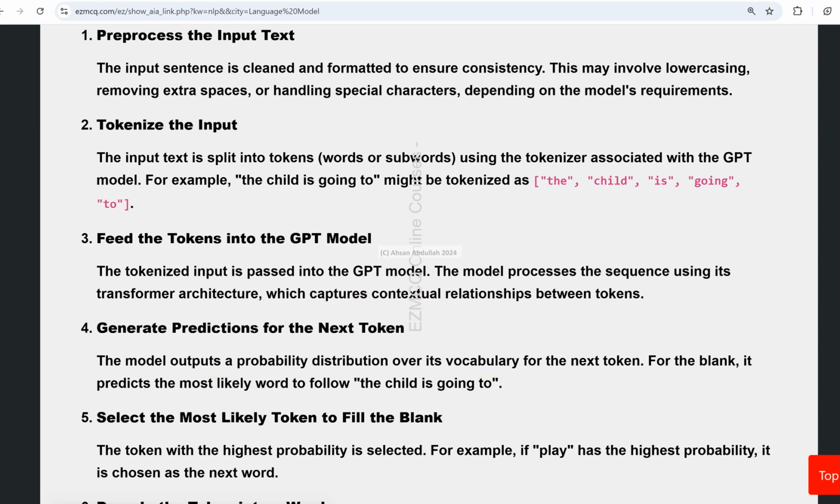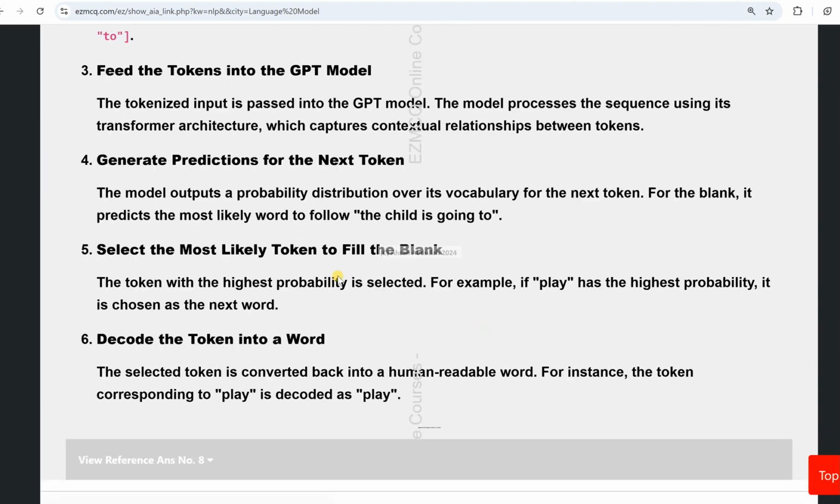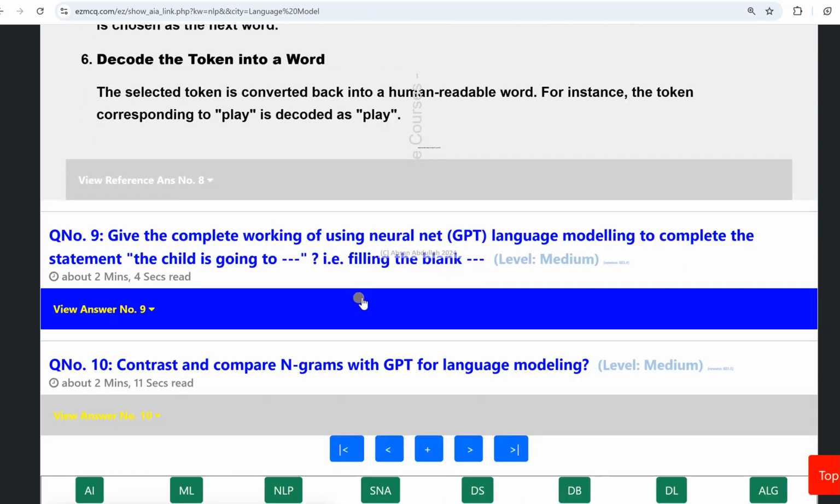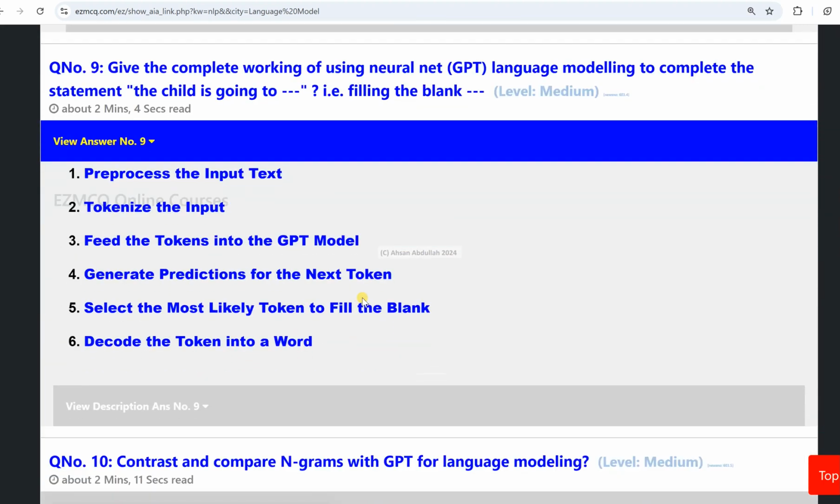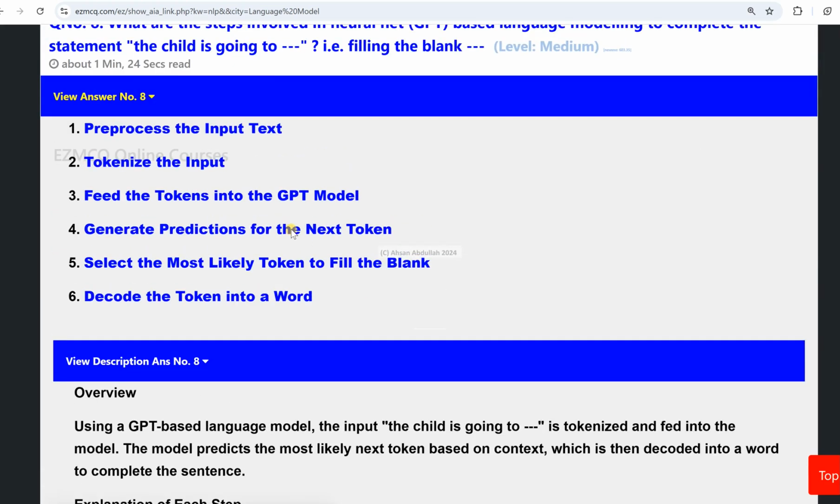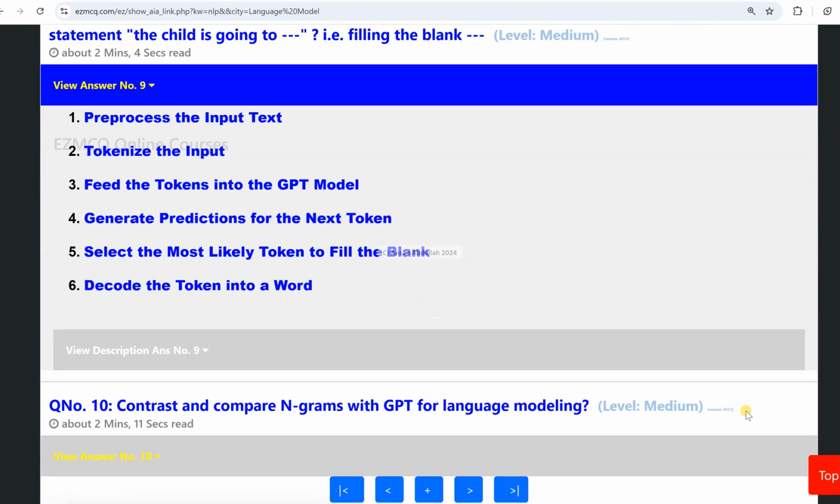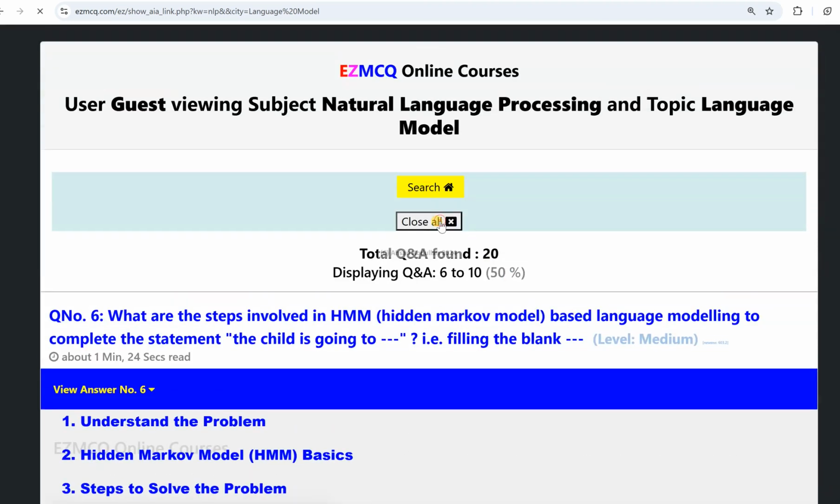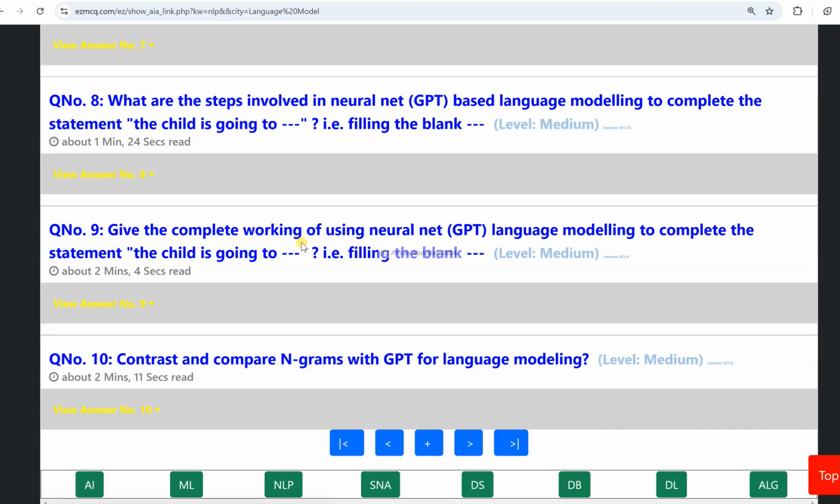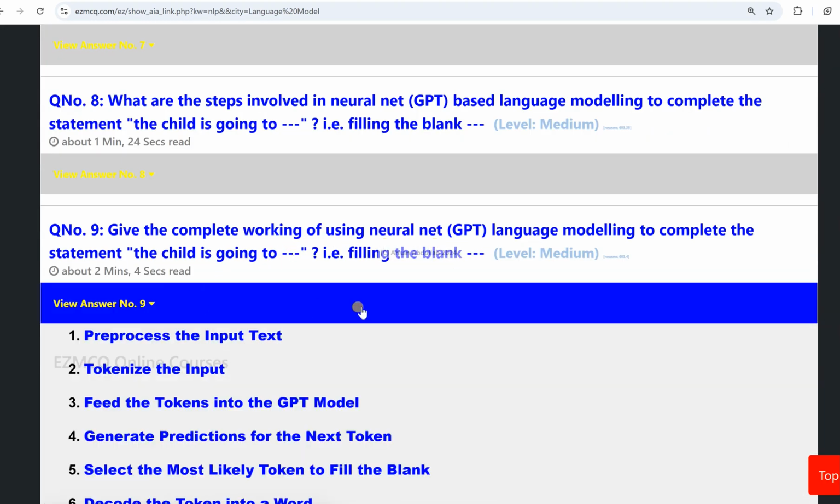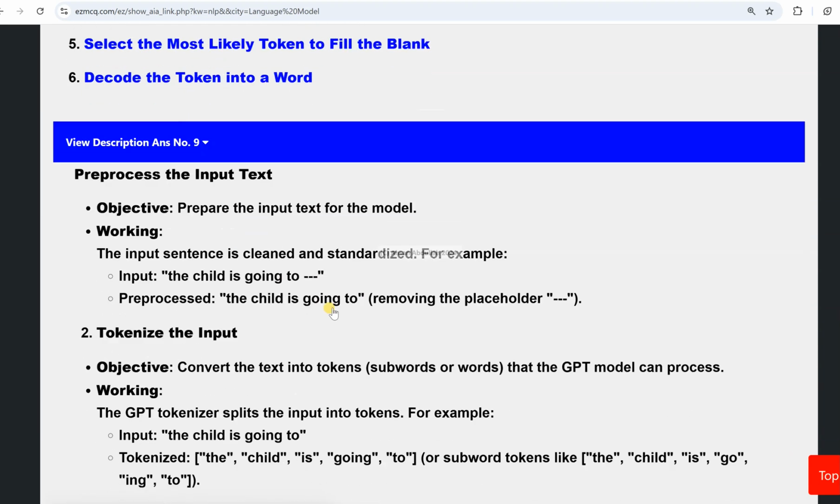All right, let's move ahead. Then we select the most likely token to fill the blank, and then decode the token, converting it into a human-readable word, because in GPT numeric values are assigned to the tokens. We'll see this in the explanation. So we move on to the actual working, and as you can see, these are the steps, and this is the working of those steps. Of course, if you would like to close all of this, you click on top and close all. We were working with question number 9, so click on question 9 and click on the description, detailed explanation.